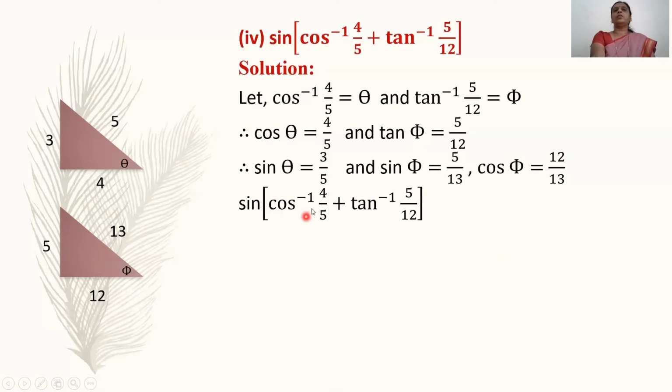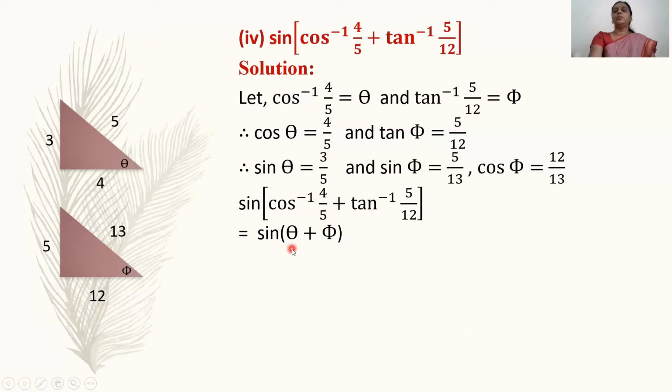Sin in the bracket cos inverse 4 by 5 plus tan inverse 5 by 12. Then write down this sign as it is. And what is this cos inverse 4 by 5? We have treated this as theta and this as phi. Therefore, write down: this is theta and this is phi.